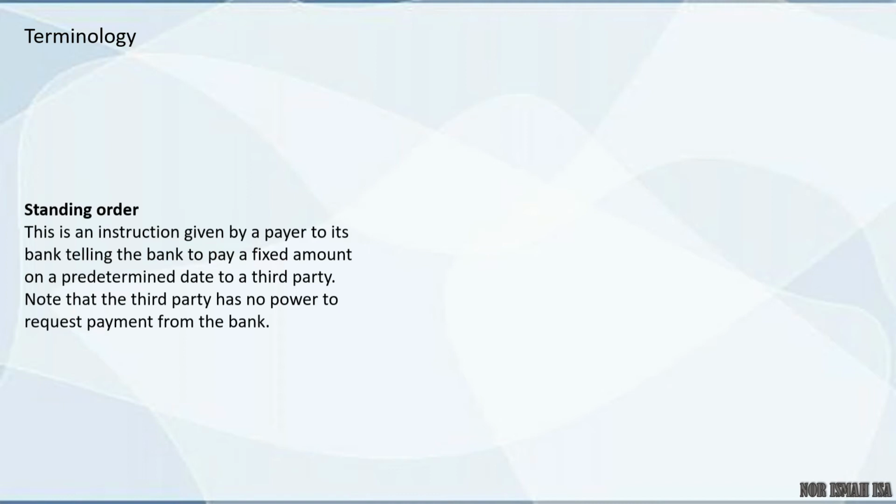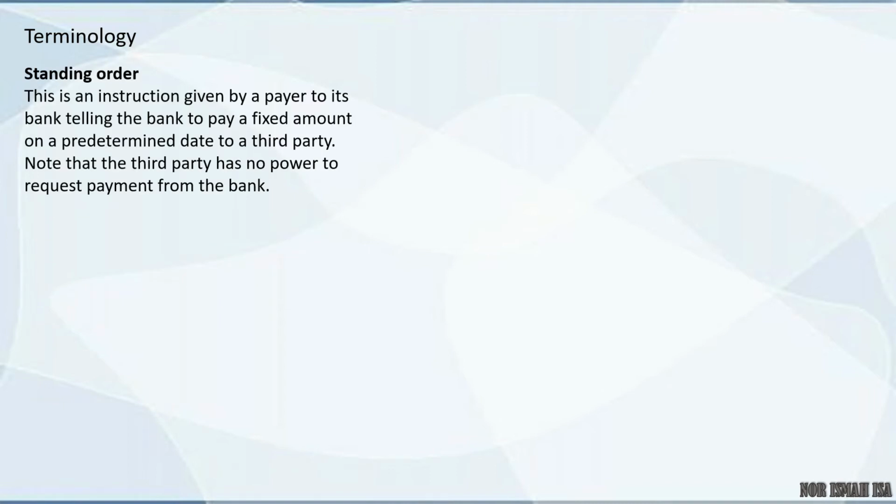The items that appear in a bank statement but not in the cash book. Number one is standing order. This is an instruction given by a payer to its bank, telling the bank to pay a fixed amount on a predetermined date to a third party. So in this situation, a business asks the bank to pay on behalf of the business at a certain date to its payable.